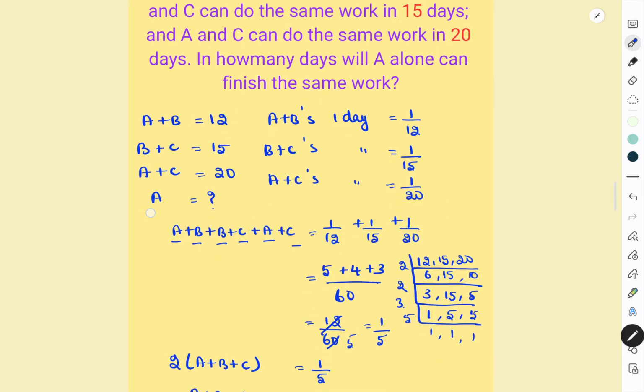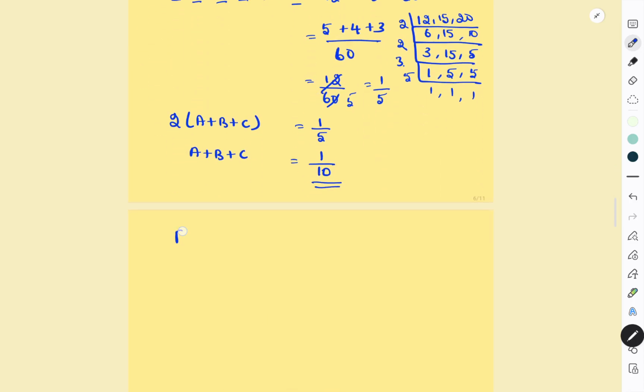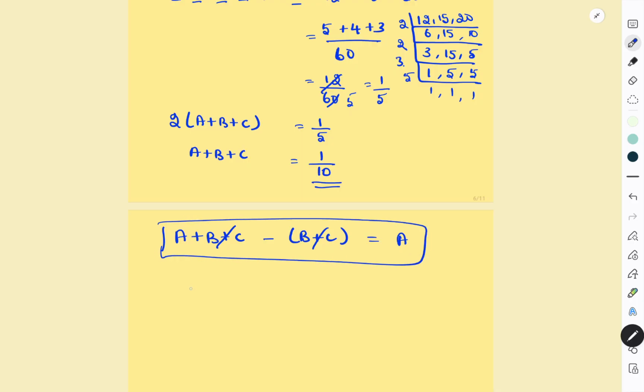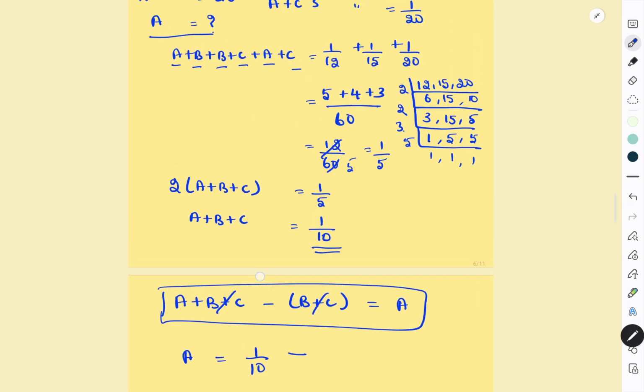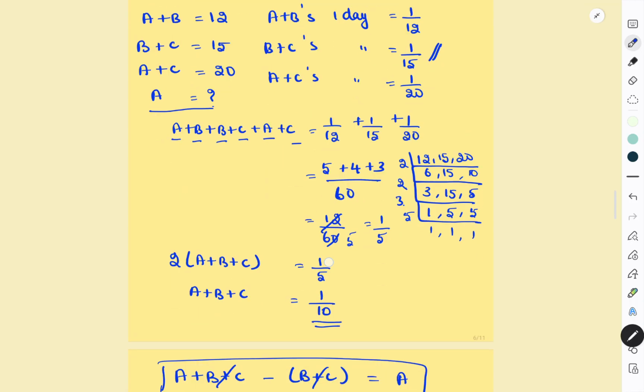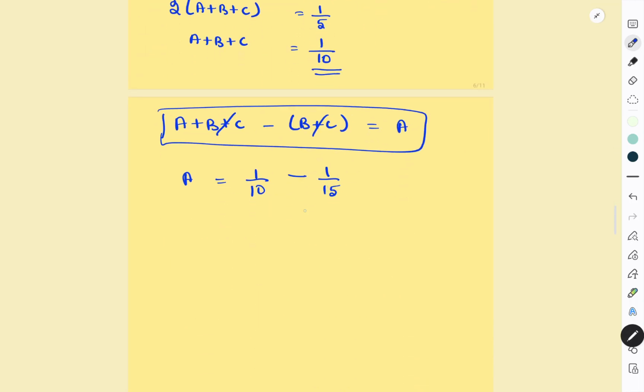We need the answer for a alone, right? So a plus b plus c minus b plus c means cut this, we get a, right? Use this method. We find the a alone. So a plus b plus c can do the same work in 1 by 10 minus b plus c can do the same work in 1 by 15, 1 day work. So 10 and 15 LCM equal to 5, 2, 3. So 30 is the LCM.